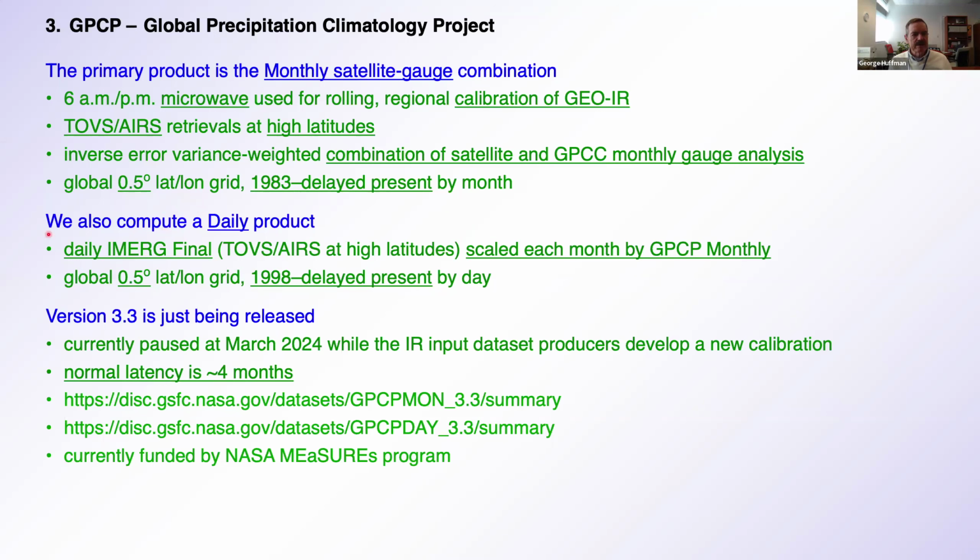We also compute a daily product, and what we use there is the IMERG final scaled just with a simple ratio each month by the GPCP monthly. Also at a half-degree grid starting in 1998 and coming to the delayed present, where the delay, once again, is based on the monthly. That's a considerable simplification from what we used to do, but it's also more accurate. Version 3.3 has just been released now. And like I said, it's paused. The normal latency is about 4 months.